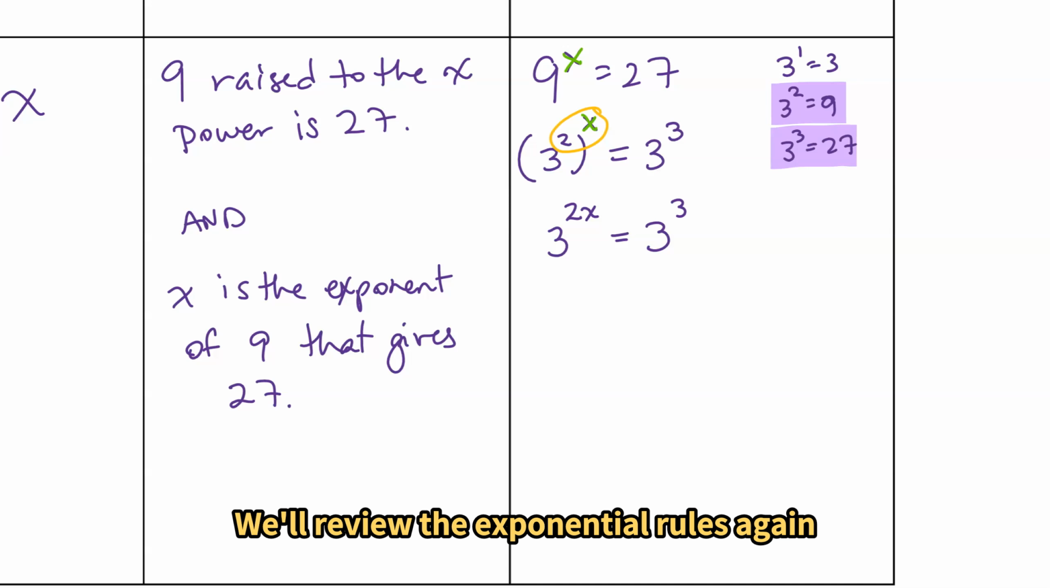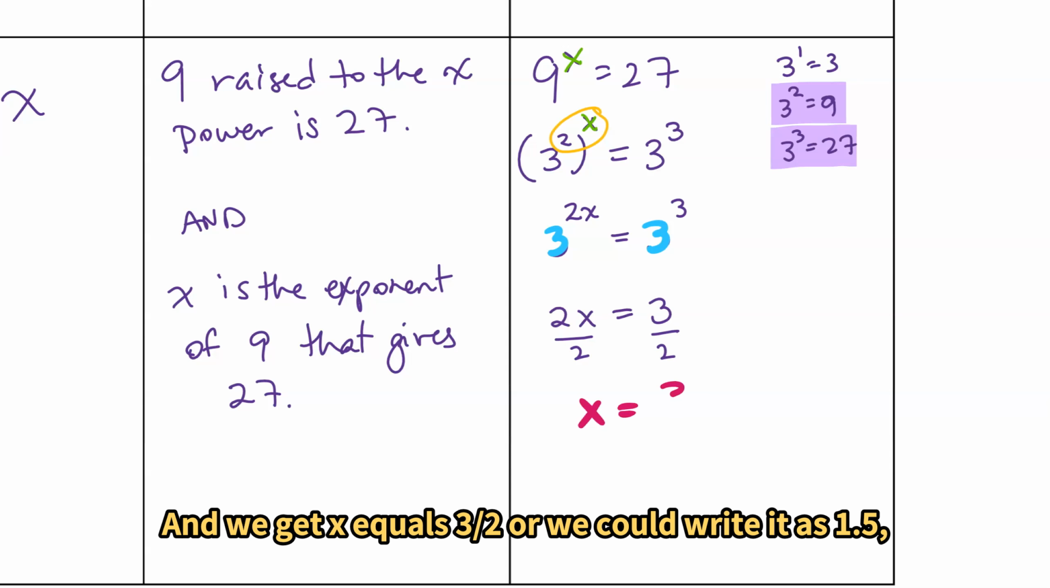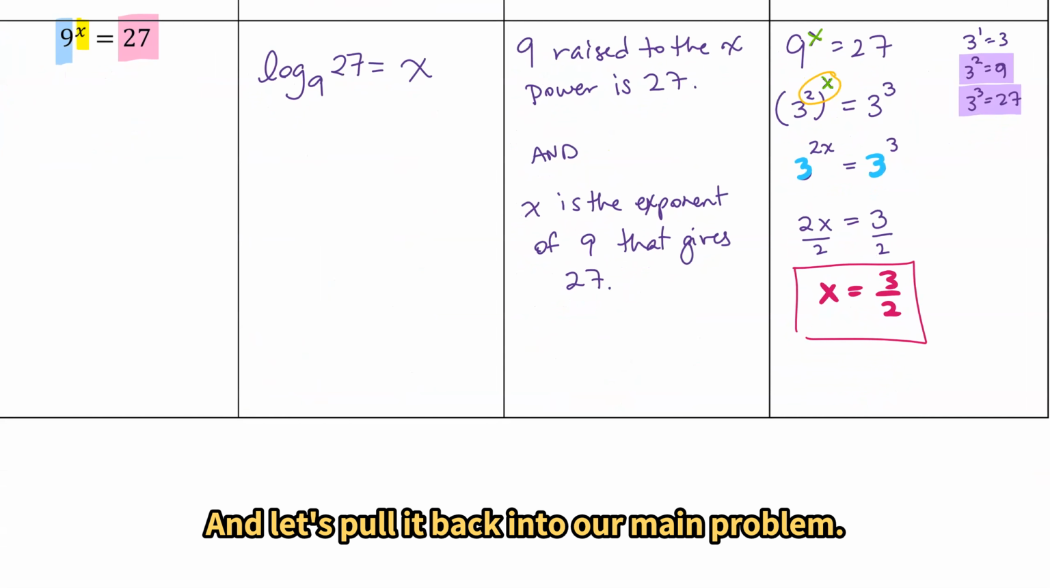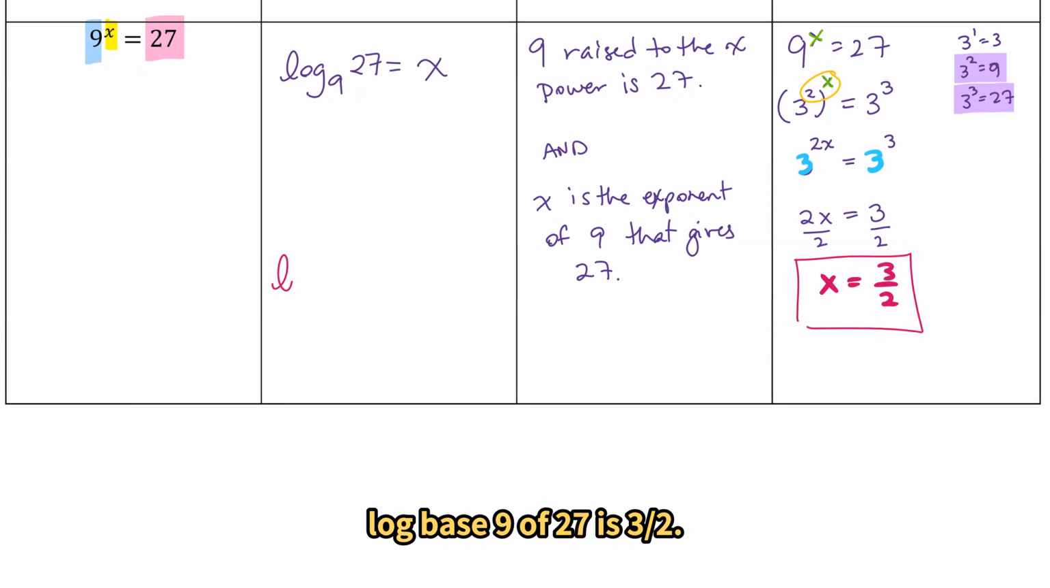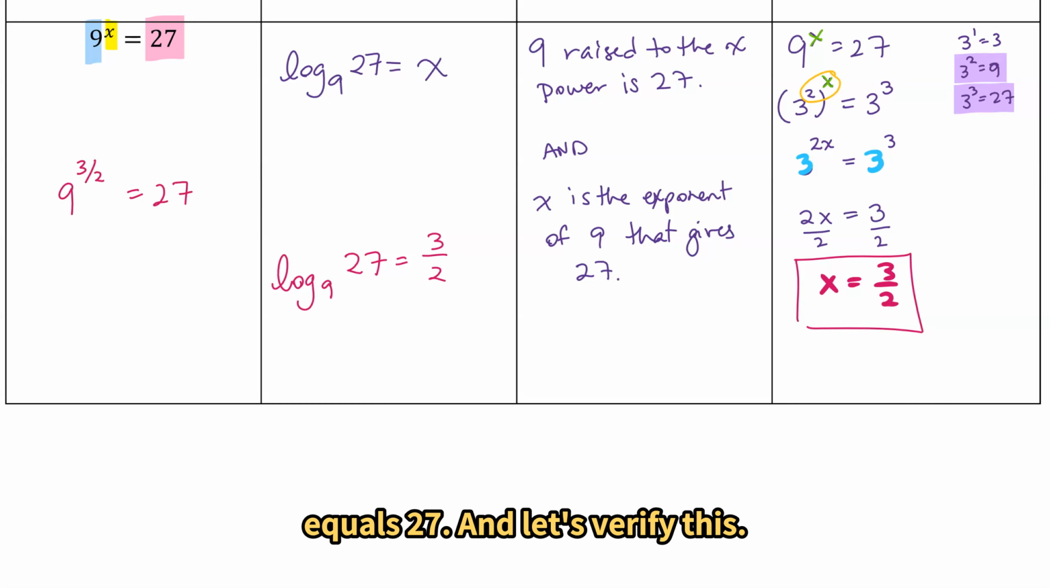So in this equation, we have the same base of 3, which means our exponents must be equal. 2x equals 3, and we can solve for x by dividing by 2, and we get x equals 3 halves, or we could write it as 1.5, but for exponents it might be easier to keep it as 3 halves. So x equals 3 halves is our answer, and let's pull it back into our main problem. Log base 9 of 27 is 3 halves, because 9 to the 3 halves equals 27.